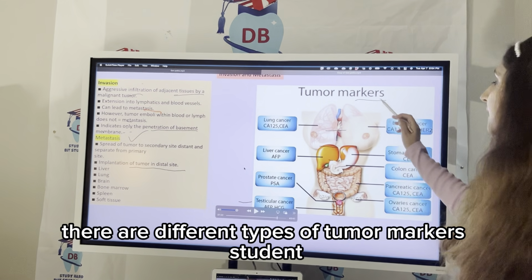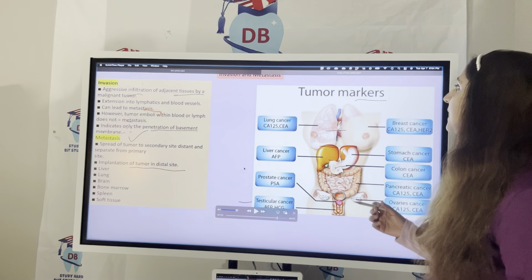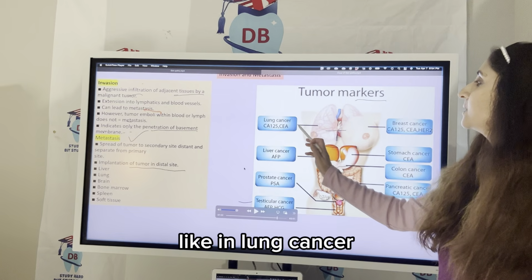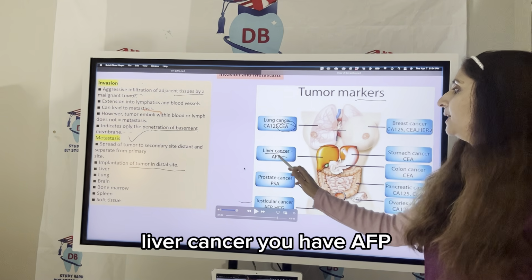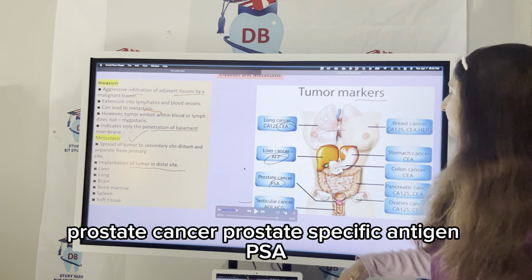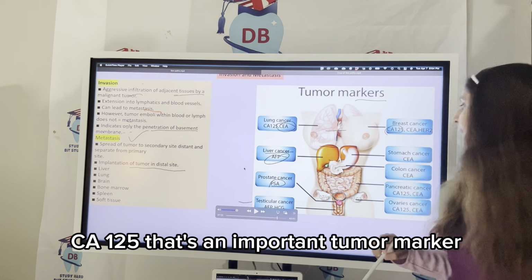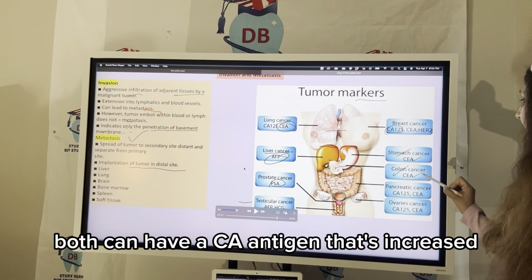Now, there are different types of tumor markers, students, which are also important, because tumor markers are actually increased in your blood when you have certain types of cancer. Like in lung cancer, you will see CA antigen that's increased. Liver cancer, you have AFP, that's alpha fetoprotein, that's increased. Prostate cancer, prostate specific antigen, PSA. Breast cancer, CA125, that's an important tumor marker. Stomach cancer, colon cancer, both can have a CA antigen that's increased.